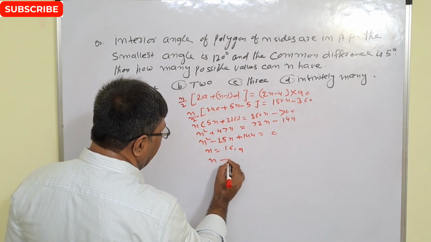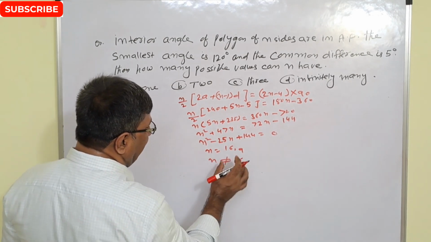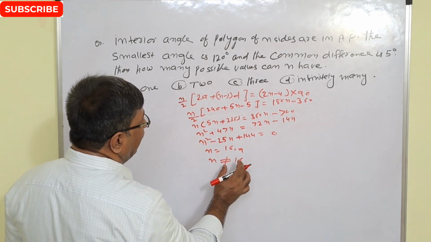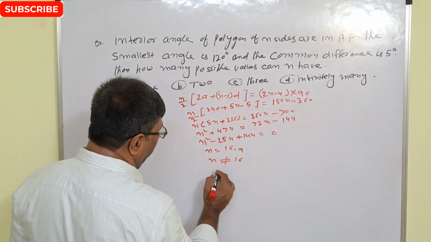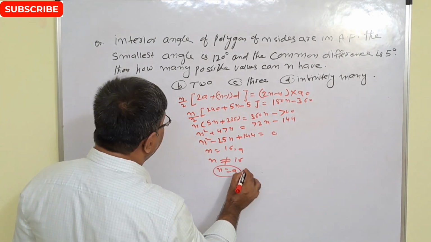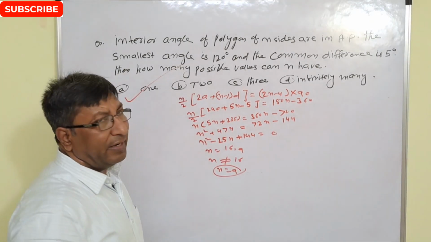But n cannot be 16, because at n equal to 16, the interior angle will be greater than 180. So it is not possible. So n equal to 9. So the correct answer is only 1.